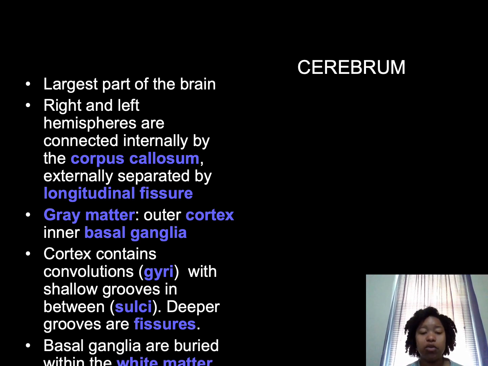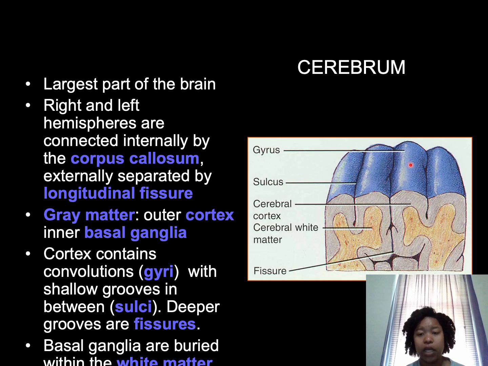The basal ganglia are buried within the white matter within the cerebrum. And here's a picture to better point that out. The raised portions are a gyrus, plural gyri, and these little indentations in between them are a sulcus, plural sulci, right? And again, we've got your gray matter on the outside, which is the cortex, and then the white matter on the inside. And here, if this was in the middle, it would be your longitudinal fissure.